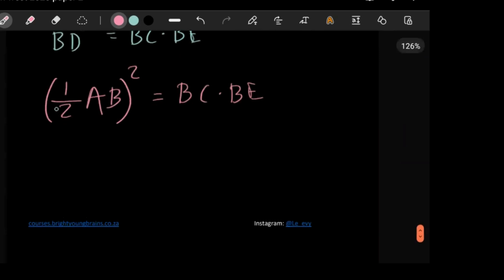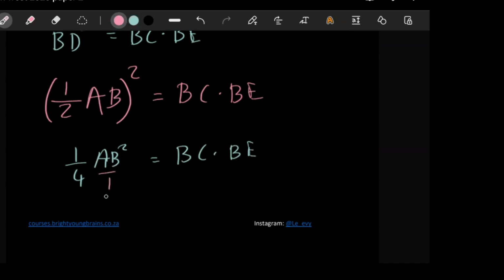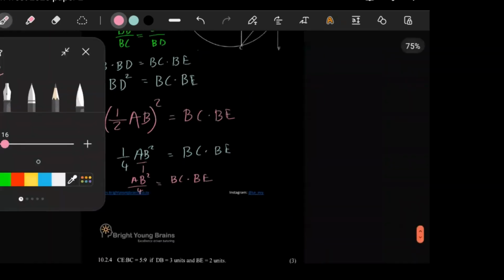Here you can see a half squared is just going to give you a quarter. And then AB to the power of 2 is going to give you AB squared. And then here you have your BC multiplied by your BE. A quarter times this, I mean, this is technically over 1. So this times the 1 gives you AB squared, and 4 times the 1 there gives you 4. And then here you have your BC multiplied by your BE. There we go. You're going to get your 4 nice marks here.